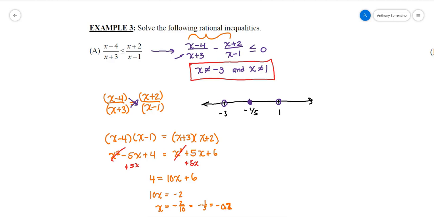So I have these 3 points on my number line that are splitting the number line into 1, 2, 3, 4 subintervals. So I want to pick some representatives from each subinterval. Negative 4 would be a good one for this one. Between negative 3 and negative 0.2, negative 1 would be a good one. Between negative 0.2 and 1, 0 would be a good one. And after 1, we'll just say 2.